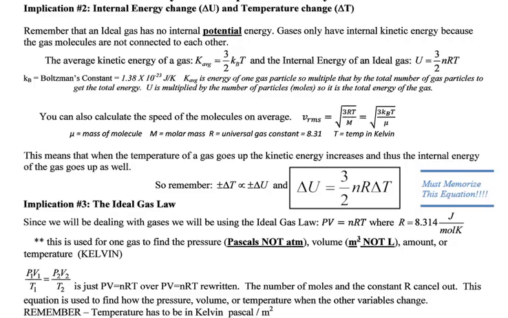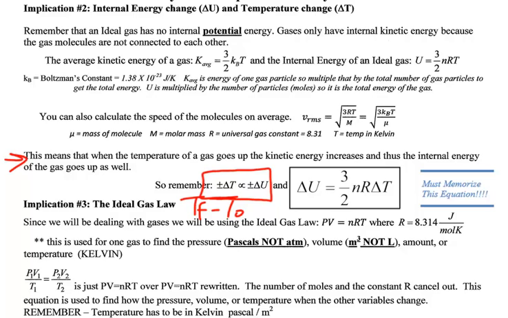Okay, so it says this means that when the temperature of a gas goes up, the kinetic energy increases, and thus the internal energy of the gas goes up as well. So this is an important thing to remember, that as the temperature changes, the internal energy changes exactly the same. If you have a positive change in temperature, final minus initial, you are going to have a positive change in energy. Your system gained energy. If it's a negative change in temperature, then your system is losing energy. Those two, you have to keep in mind.